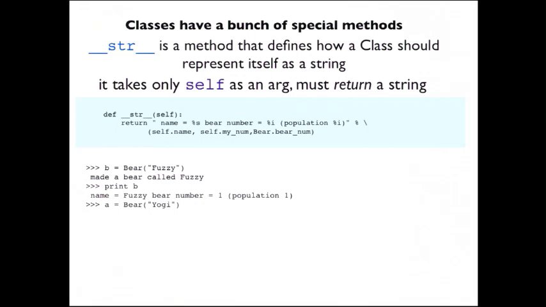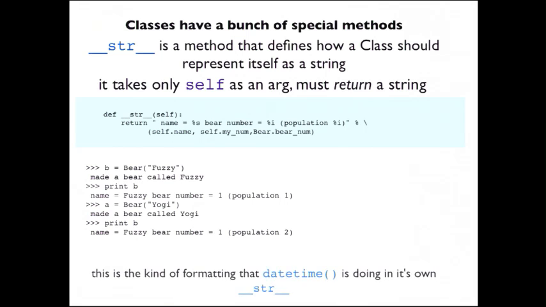Let me create a bear named Yogi, and let me print B again. What do you think changes? Population is now 2. Okay, so this is very powerful, I think. And it's a way, as you saw before, of keeping these complex interactions in the ecosystem of these different objects. As I said, this is kind of what datetime did, and you've seen this before.